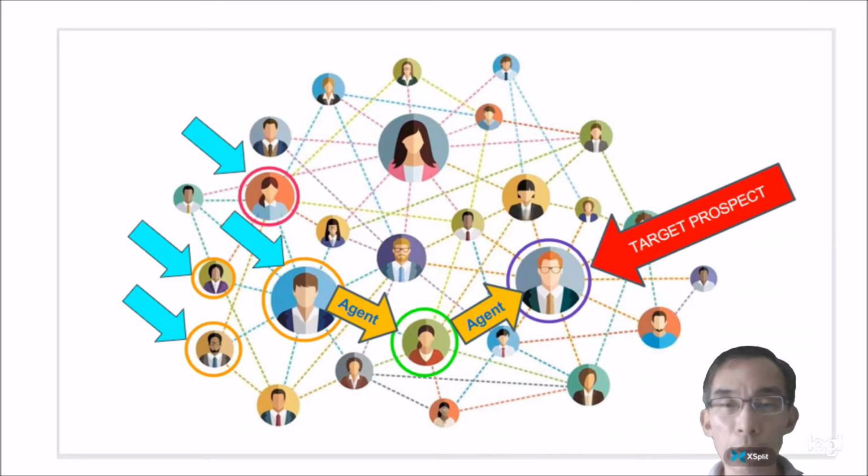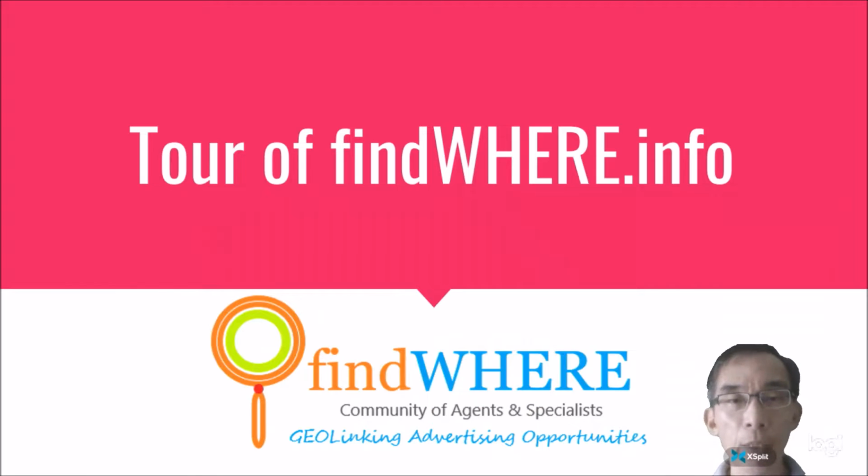So let us use this diagram to illustrate how listings come in from the left with the arrow, and the listings are by all the agents. The target prospect is indicated by the red arrow here. So the advertisement comes in and it has to refer to the correctly targeted match of the prospect. Let us visualize this using a tour of FindHue.info.